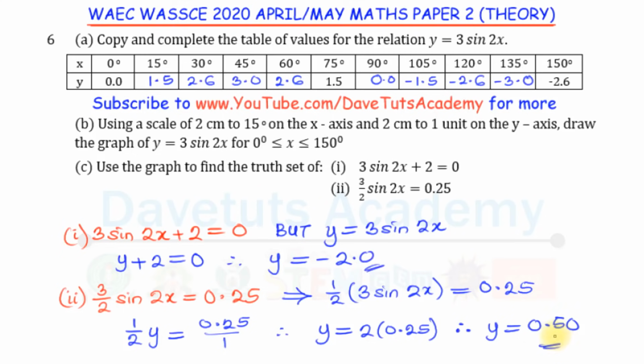So for the two of them, the value of y is constant, so it's not going to depend on x, meaning that it's going to be a straight line graph running across the length of the x-axis. It is just constant, minus 2 in the first case, 0.5 in the second case. So now that we have all that we need to plot our graph, we can go ahead to plot our graph and find the truth set of this solution as requested. Alright.